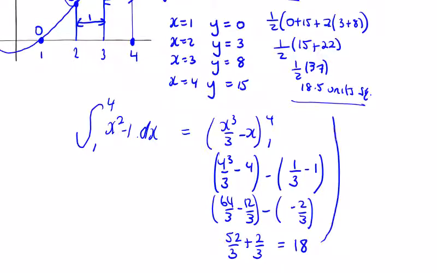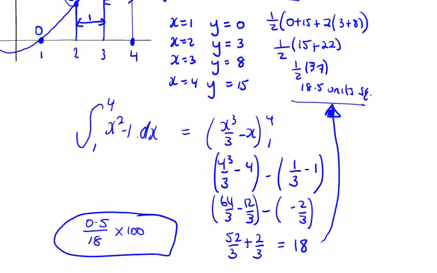So you can see the difference, very small. Trapezoidal rule is a good approximation though. If you were asked for the percentage difference, it's 0.5 difference over what it should have been times 100. Question that has come up in Leaving Cert in the past.